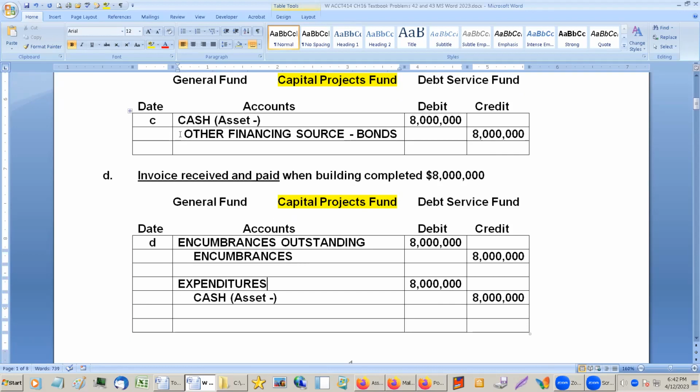And so, if this was all that they had, and if they had other financing source bonds, this would be the only thing left on the books: expenditures. You just reverse that entry and it closes out the entire thing, like it never happened, except for these $8 million worth of bonds that are hanging around.